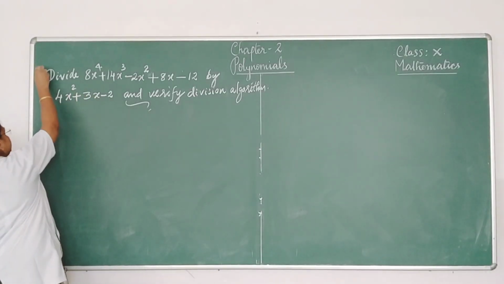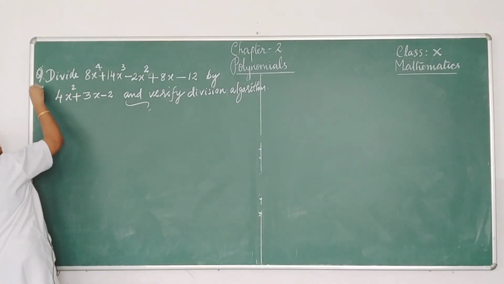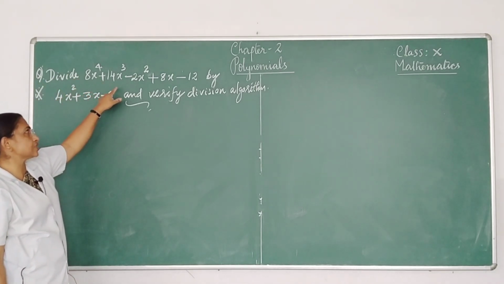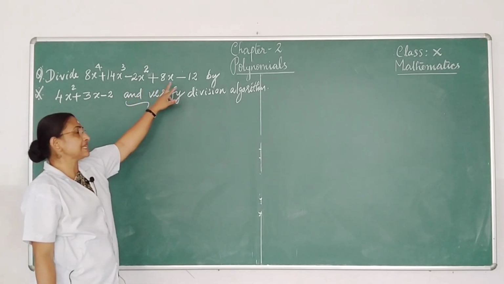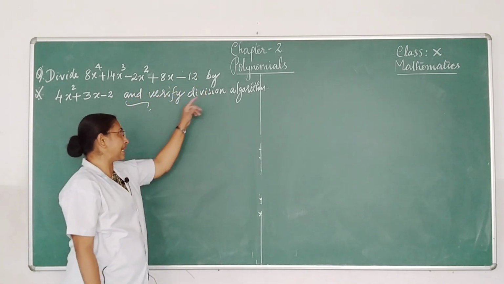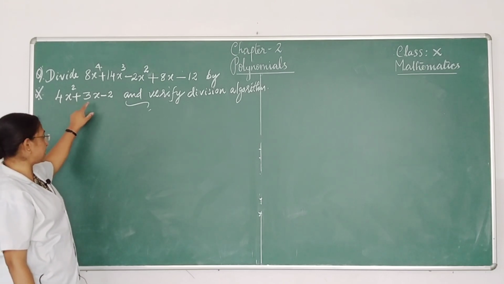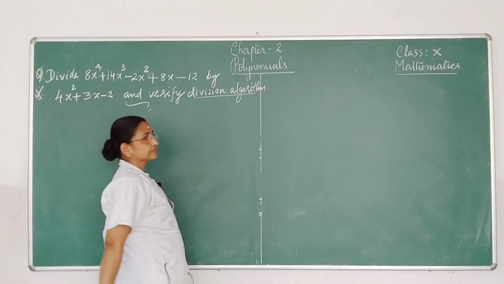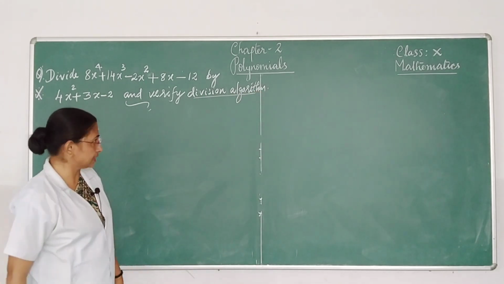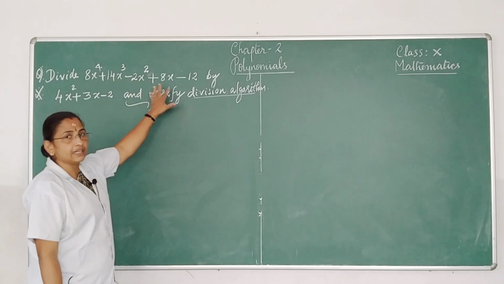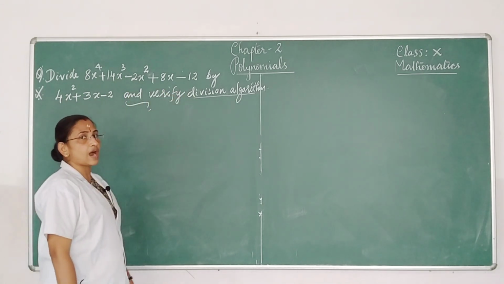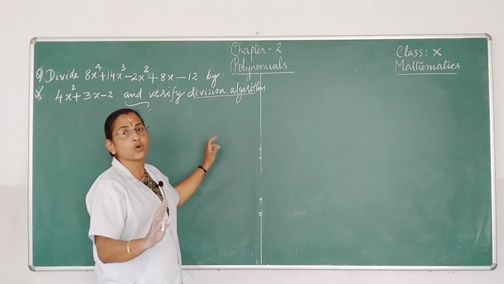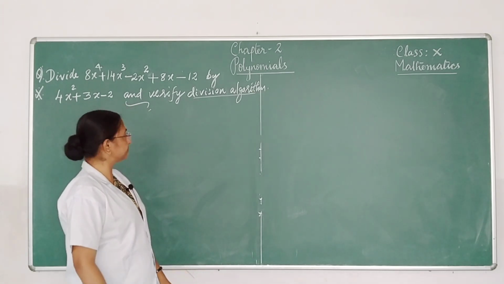Come with another question, a very important question. Divide 8x raised to 4 plus 14x cubed minus 2x square plus 8x minus 12 by 4x square plus 3x minus 2 and verify the division algorithm. You are asked one more sub question: doing the division and then verifying the division algorithm. You know what the division algorithm is? How to verify? Dividend equals divisor into quotient plus remainder or not.